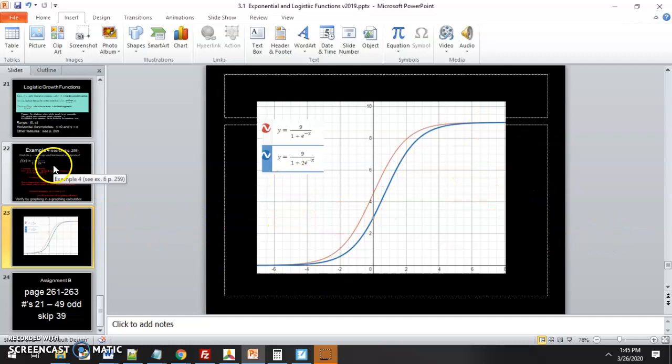The 2 that was in this problem, all it does is horizontally stretch or compress the graph. I'm not sure which, you have to think about that, because it's in the denominator. But anyhow, it's some type of stretching, but basically the graph still looks the same for the most part. Okay, so that's it for logistic growth functions.